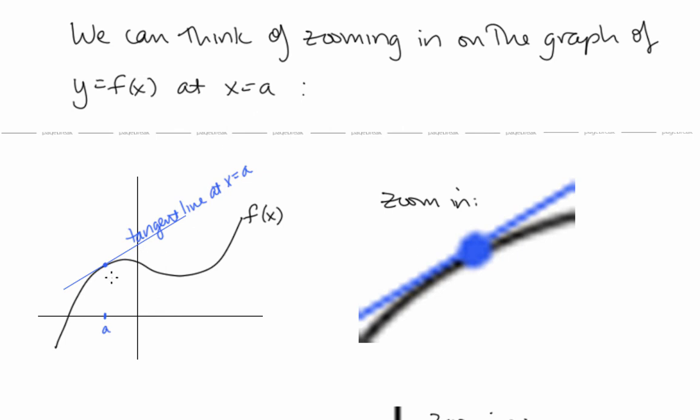And so for this function f of x at this point x equals a, we're talking about this blue line here that is touching at the point x equals a and going in the same direction as the function. So when we talk about the slope of the function at this point, we're talking about the slope of the tangent line at this point.